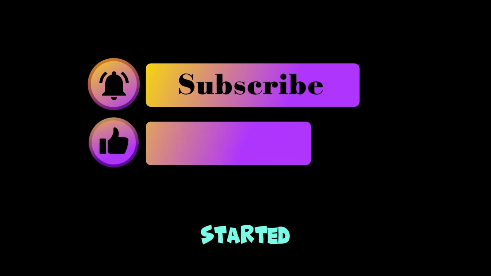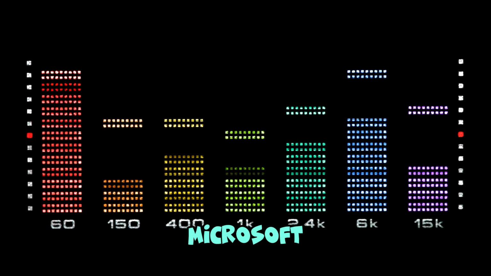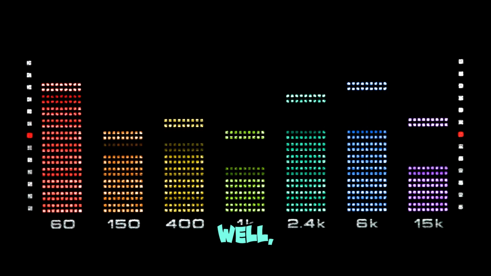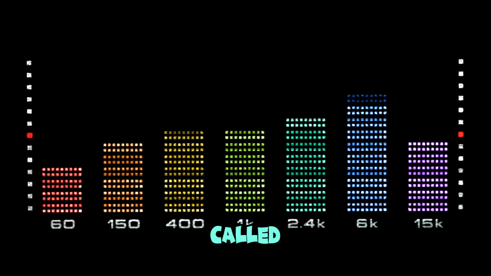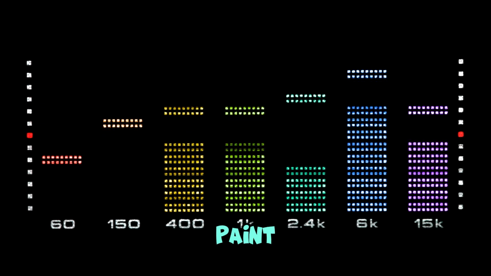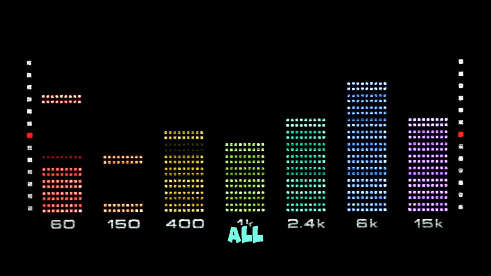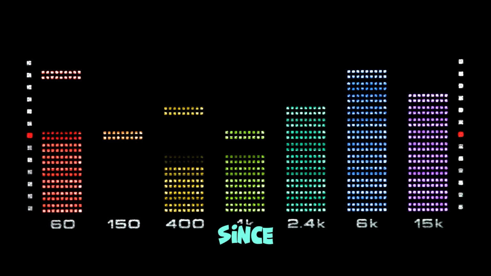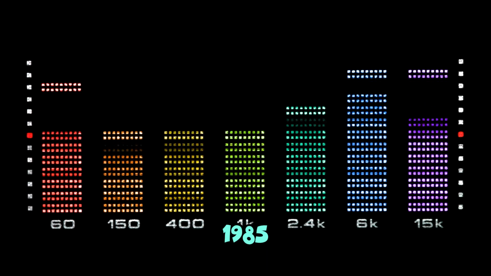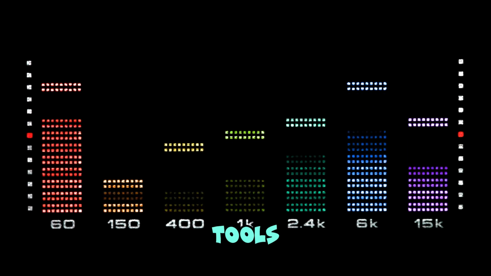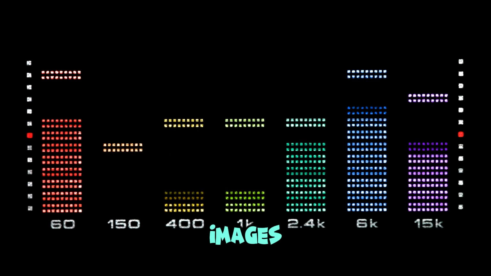Let's get started. First things first, what is Microsoft Paint? Well, Microsoft Paint, often called MS Paint or simply Paint, is a basic graphics painting program that has been included with all versions of Microsoft Windows since its introduction in 1985. It offers simple tools for creating and editing bitmap images.